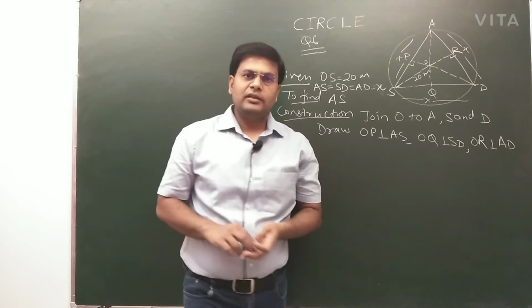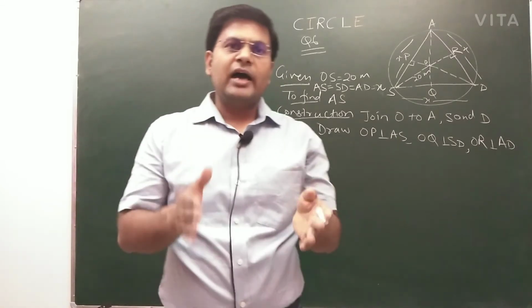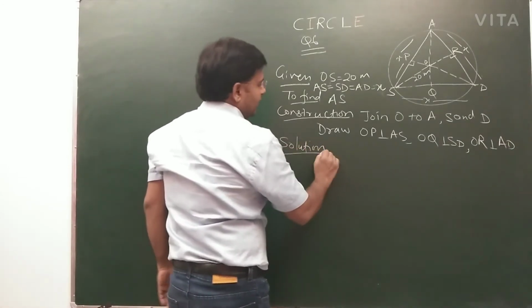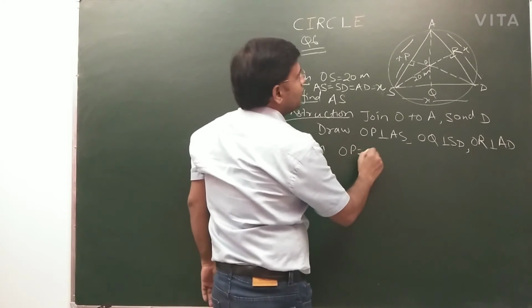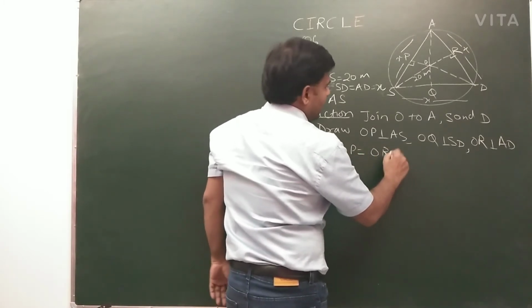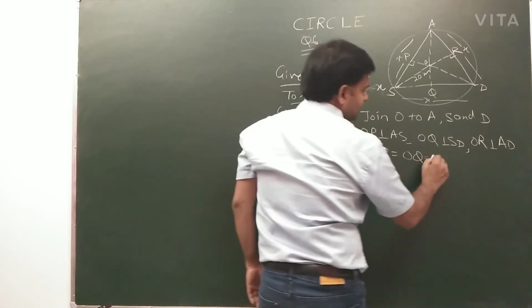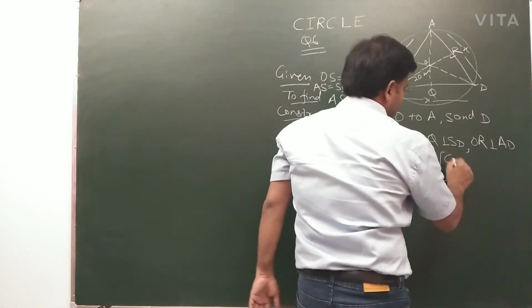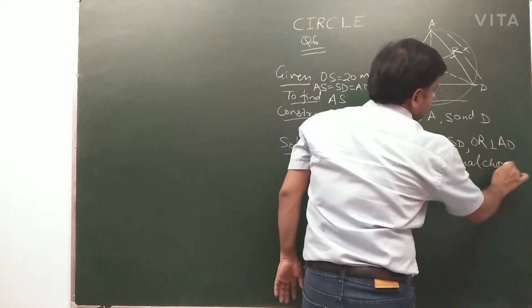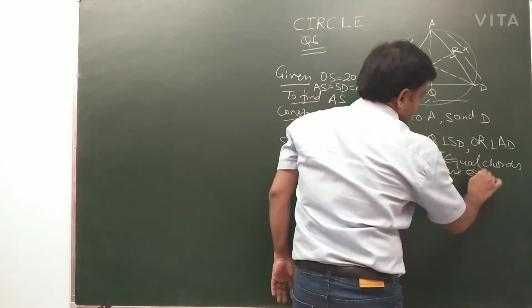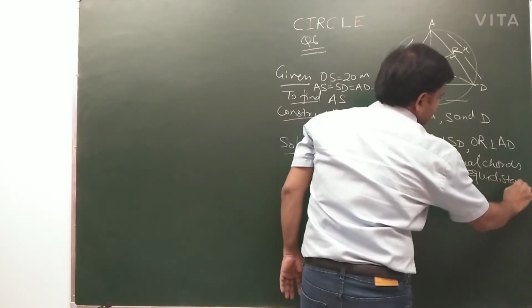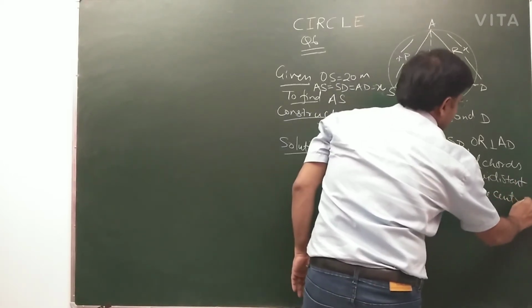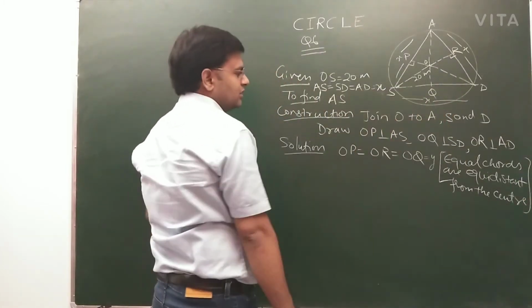One more result that we have done is that equal chords are equidistant from the center. So we write this solution from here: OP is equal to OR equal to OQ, and let's say this is y, and write the reason here, that equal chords are equidistant from the center. So now we have this result, we have written this.